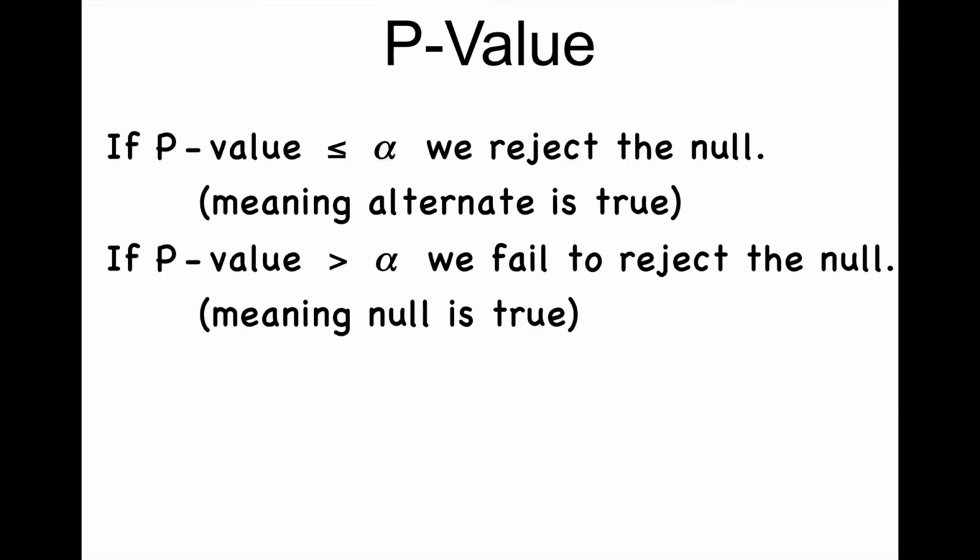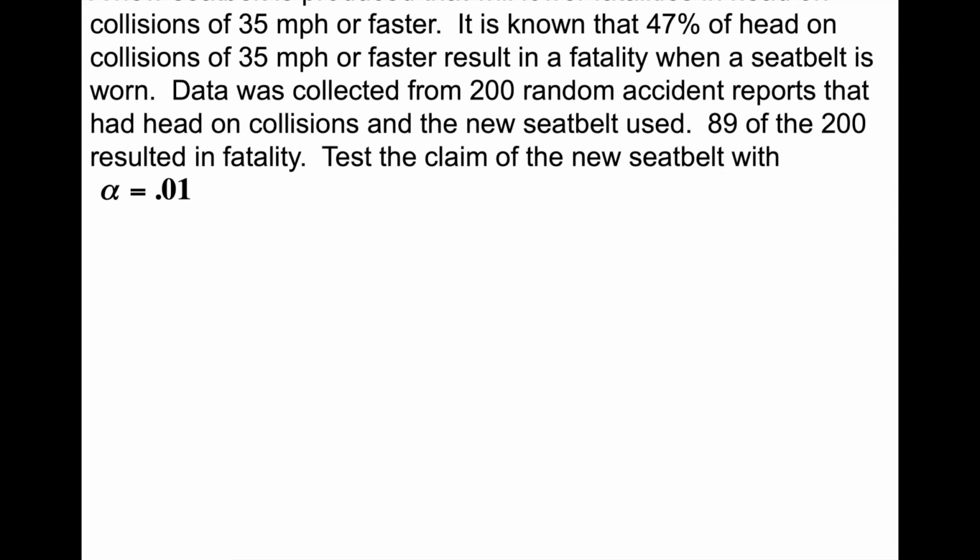Okay? So we're still testing a proportion, and now we're using the p-value method. Your final conclusion is the same. If p-value is less than or equal to alpha level, we would reject the null. If p-value is greater than alpha, we would fail to reject the null. Okay, so that is the same as the first part of using the p-value method to test the mean. Okay. So let's get right into an example.